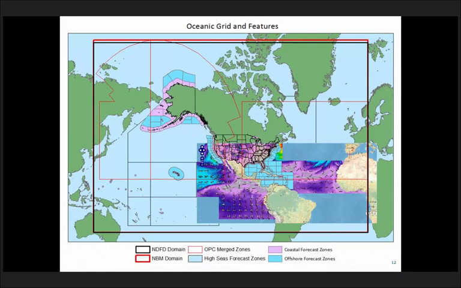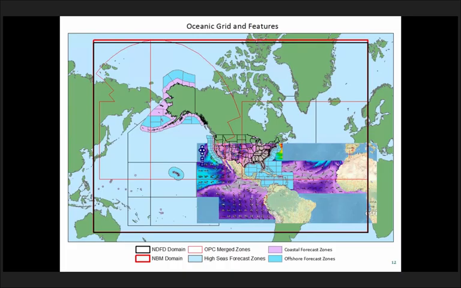So just to give you some spatial perspective, as well as some of the responsibilities of other offices and centers of what we're talking about. It's quite an expansive domain, and basically what you're looking at in the red, which is pretty much coincident with the NDFD domain, is quite a large area. It overlaps OPC merge zones, high sea forecast zones, coastal forecast zones, offshore.